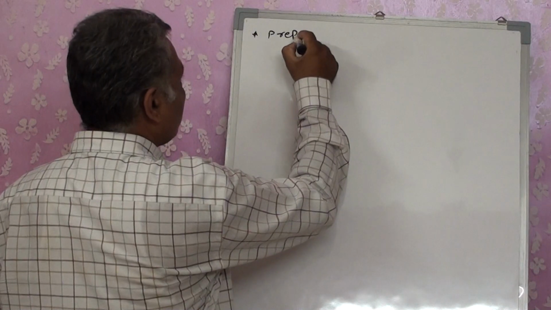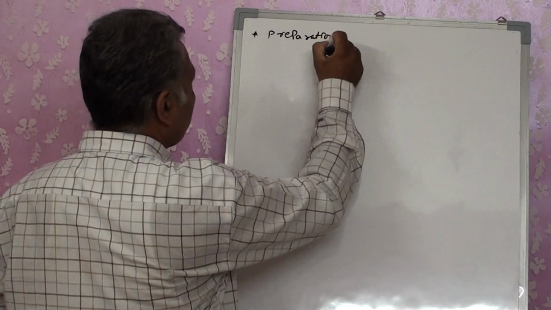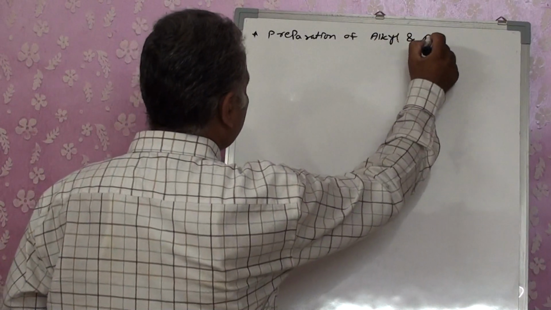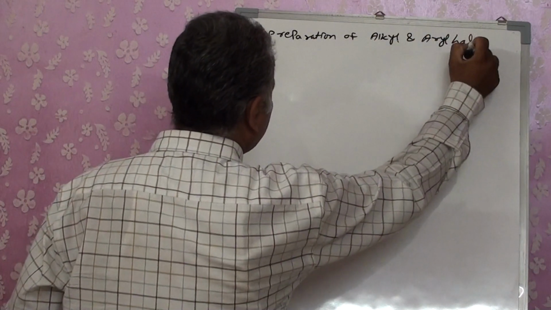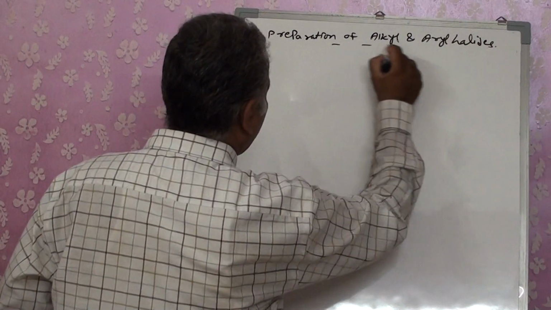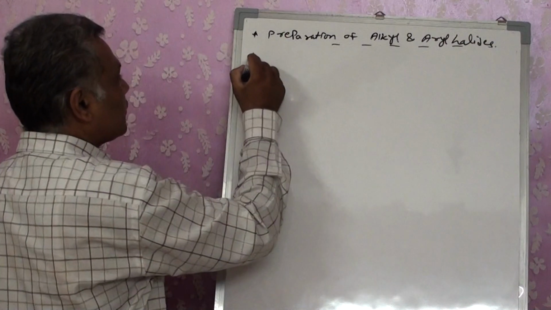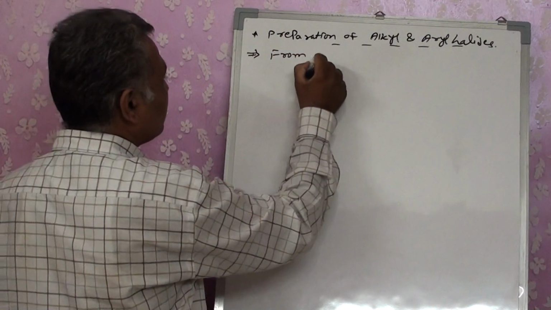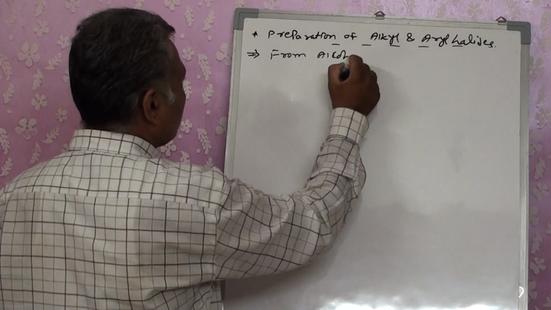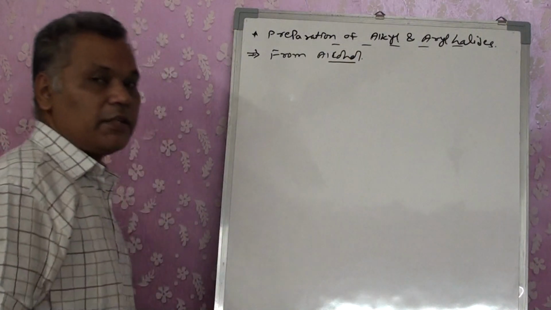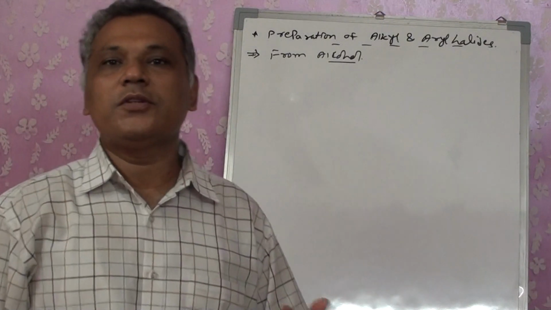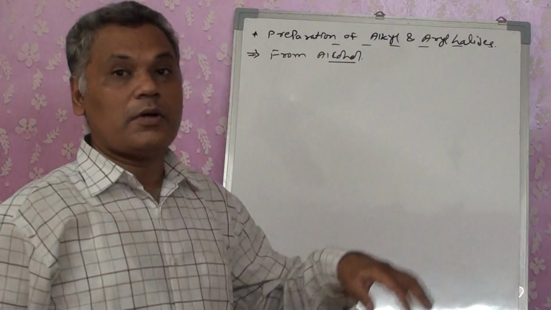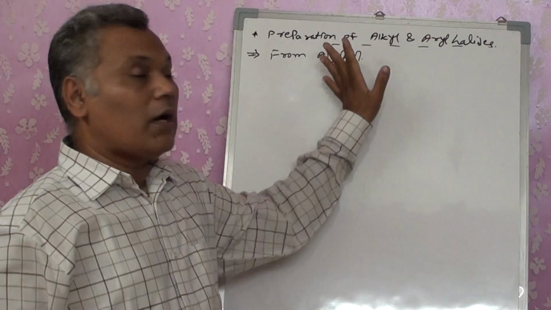preparation of alkyl and aryl halides. Now, the very first method given to us is from alcohol. We want to prepare alkyl halides. When we take alcohols, we will get alkyl halides. Preparation of alkyl halides from alcohol.